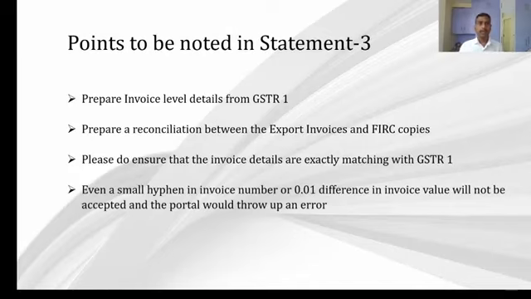Those are: prepare invoice level details for GSTR1 from GSTR1. Say, for example, we have filed GSTR1 with invoice number 001, and while uploading Statement 3, if it is only 03, it will not accept it. So we'll have to ensure that 003 has been updated in the invoice level details.